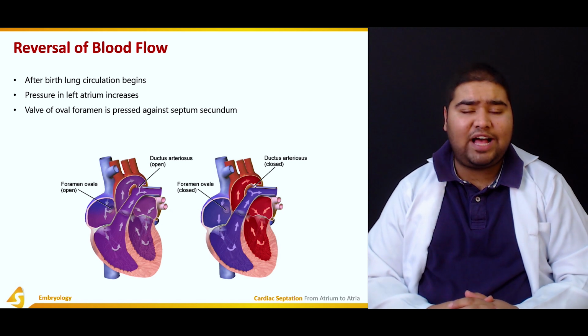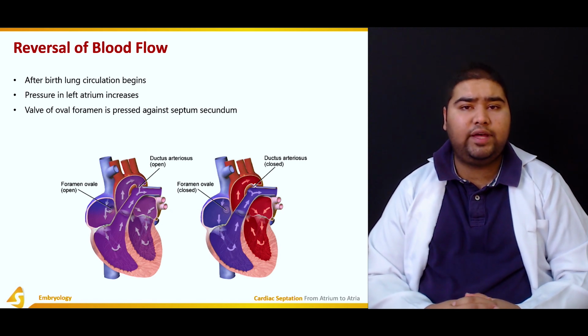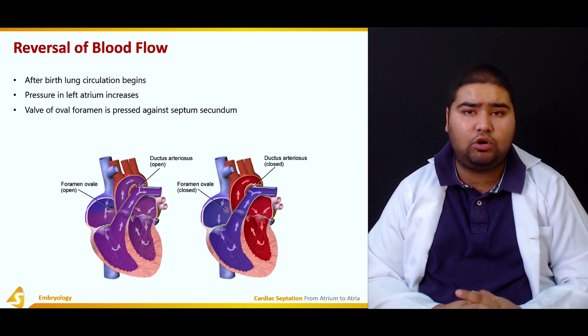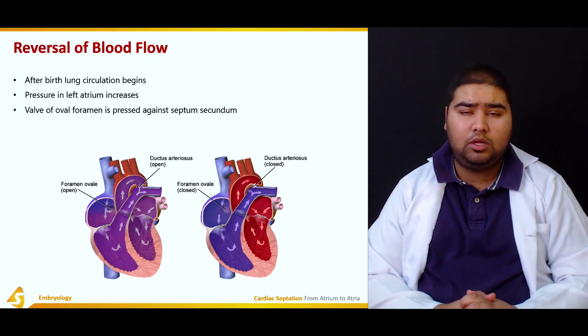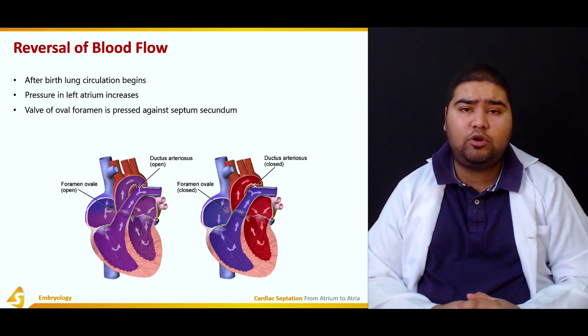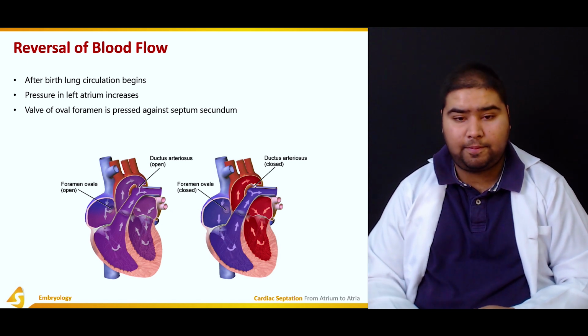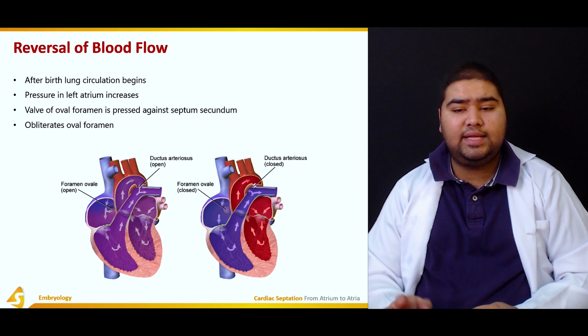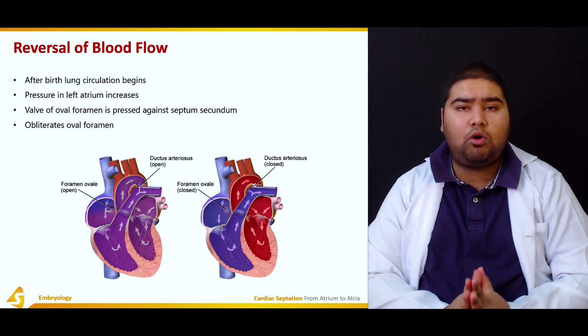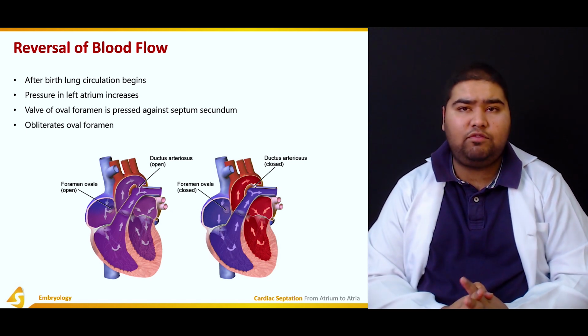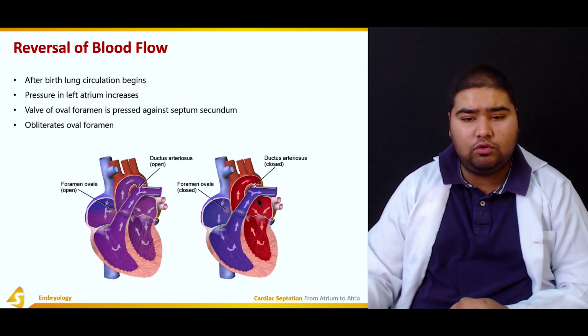What was forming the valve of the foramen ovale? It was the remaining portion of the septum primum. What happened to the upper portion or the proximal portion of the septum primum? It disappeared. So this abutting of the valve of the oval foramen with the septum secundum causes obliteration of the oval foramen.